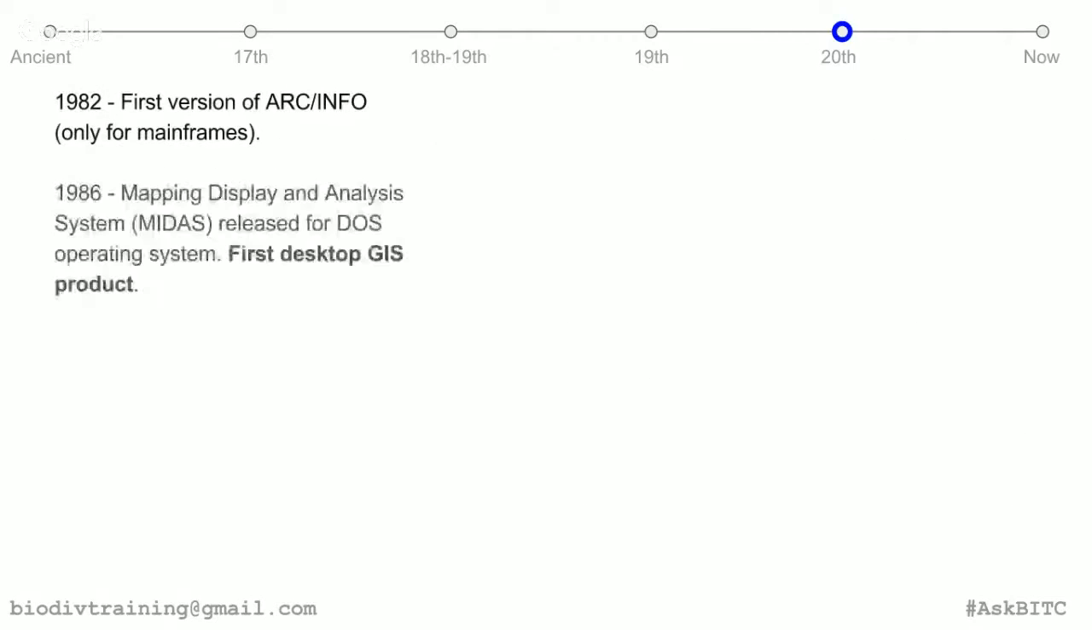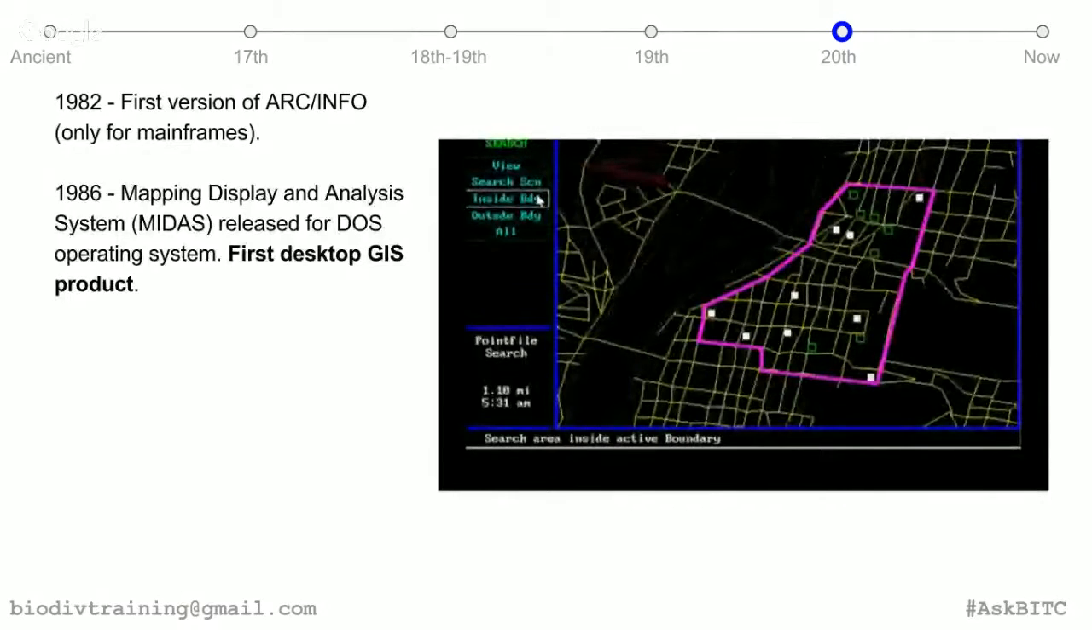Also in 1982, this company released the first version of ArcInfo, which is a somewhat ancient GIS software only available for mainframes. Due to the low availability of computers at that time, only universities and large research institutions could afford buying and maintaining a mainframe, and therefore GIS was restricted to these domains.